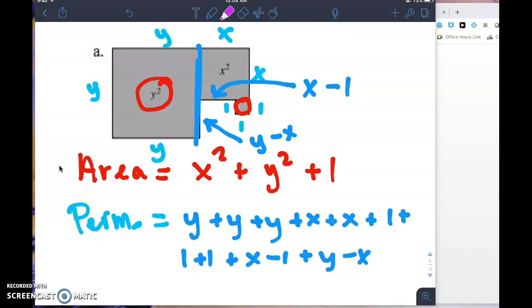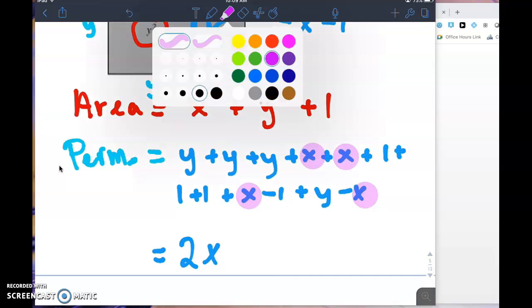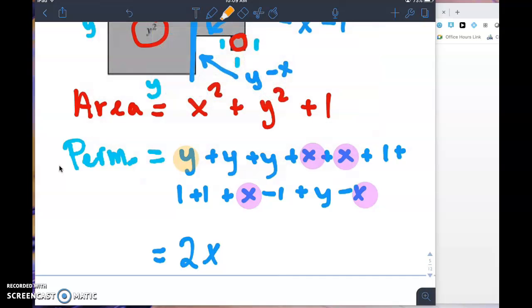I'm not going to build this expression using algebra tiles, but what I am going to do is use a method that some of you may recognize. I've got x, x, x, and then negative x. So 3 x's put together is 3x, but then I take away an x, and I've got 2x. And then next I've got a y, a y, another y, and then a y right there. So that works out to be 4y.